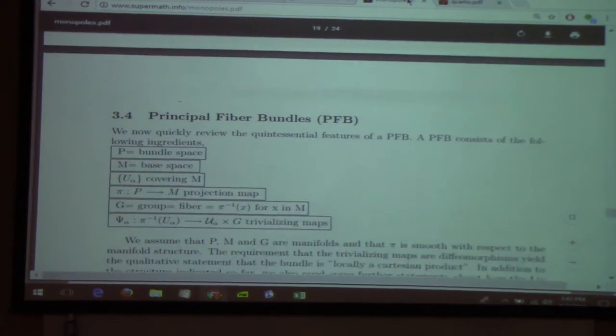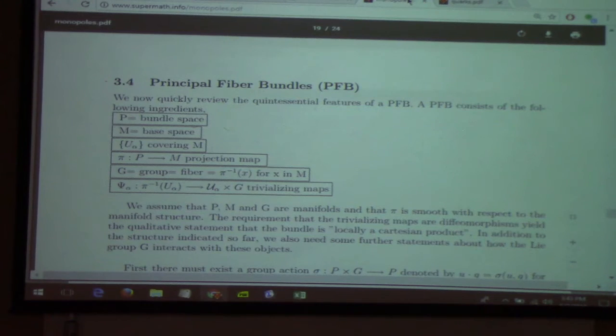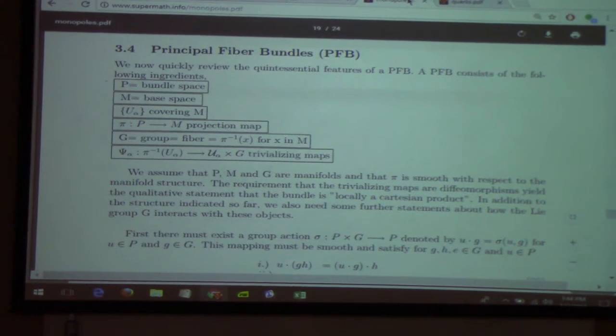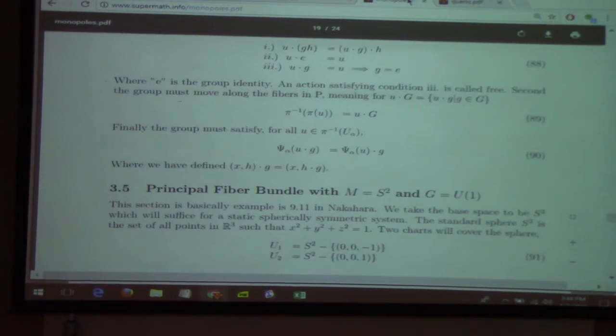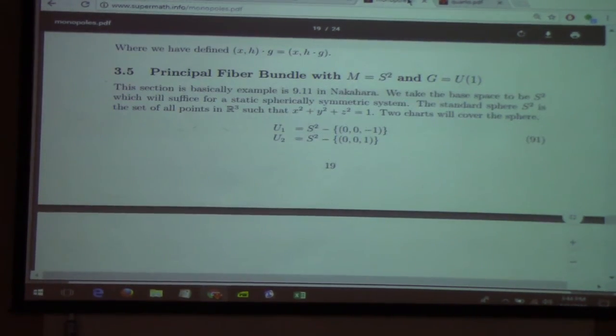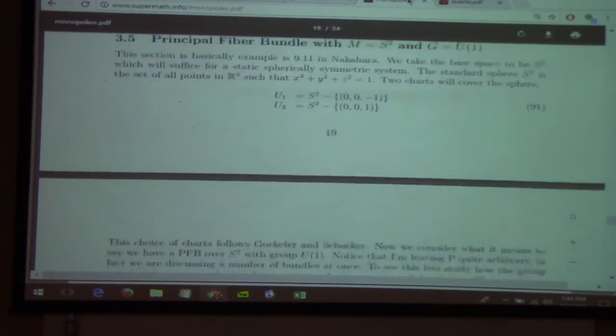And so what that speaks to is that the principal fiber bundle that underlies the magnetic monopole needs, you actually need two connection forms to cover the whole thing. There's some kind of non-trivial topology that you can't get around. There's an obstruction to writing down a global one form. So let's see here. This is section 9.11 in Nakahara, which is a great book.